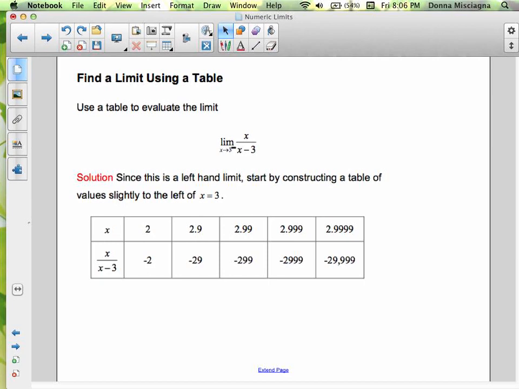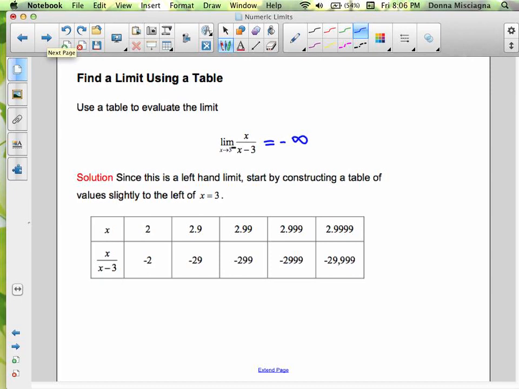Are we approaching some value? Are we getting closer and closer to some value? Well, it looks like the numbers are just getting smaller and smaller and smaller. Or you can think of them as getting bigger and bigger, but in a negative direction. So the limit of x divided by x minus 3 as x approaches 3 from the left, since our values are decreasing without bound, is equal to negative infinity.